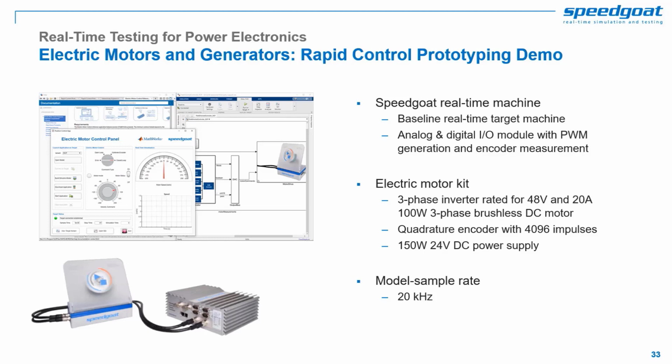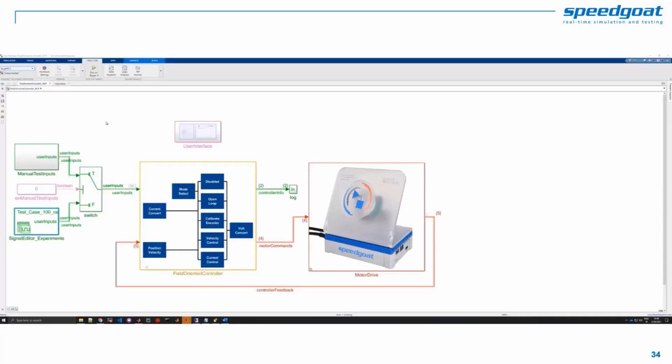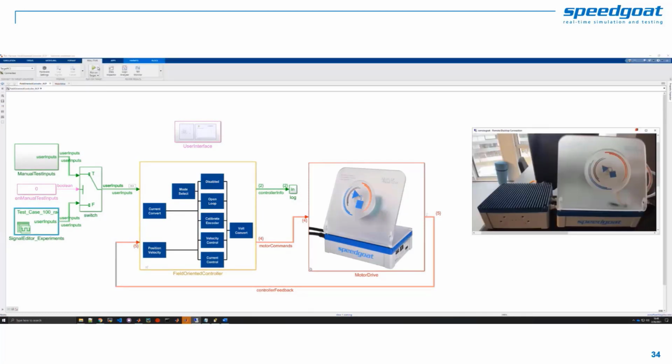Let's have a look at a demo for electric motor control. We use a baseline real-time target machine with a Simulink-programmable FPGA, a 3-phase inverter, and a brushless DC motor. With this demo, you can quickly get started with field-oriented control, parameter estimation, and rapid control prototyping. Let's check out how you can control a real-time application directly from within Simulink. Connecting to the target and starting the application just takes a few clicks.